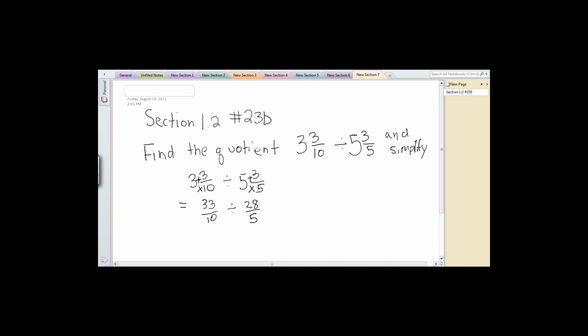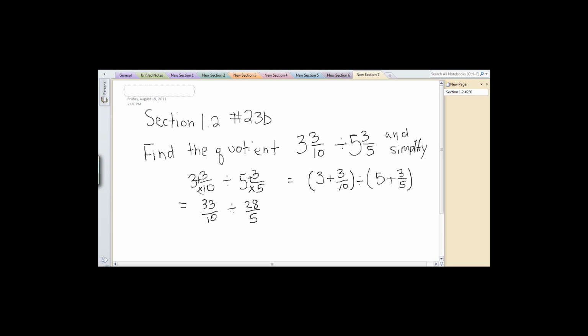So that's a shortcut, but really, the long way is to remind ourselves that 3 3/10 is actually 3 plus 3/10, and that 5 3/5 is actually 5 plus 3/5. So that's why we have to do it this way in the long run.